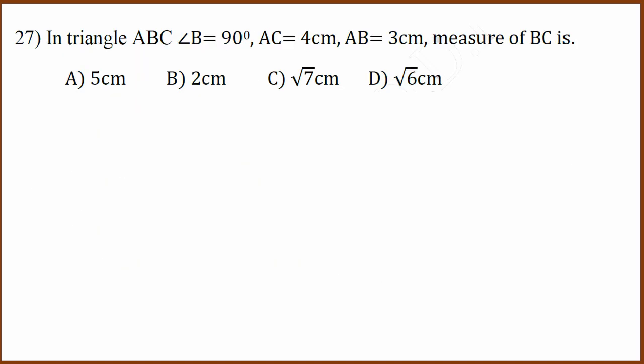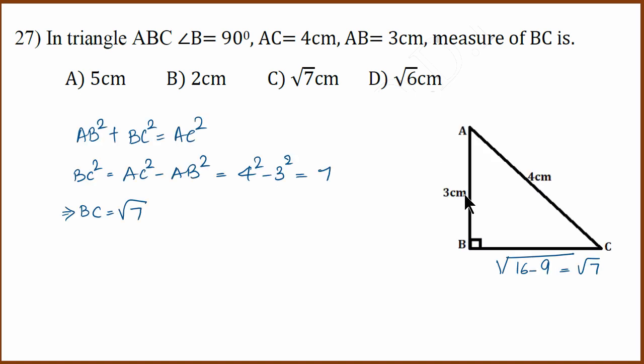26th question. A triangle is given where B is 90 degree, AC is 4 and AB is 3 centimeter. Be careful, read the question correctly. They've given this kind of a triangle. So it is not 3, 4, it is 3 and 4 is the hypotenuse. So you have to use Pythagoras theorem, and when you do that, you will find that BC is root 7 centimeter. So that is the answer.